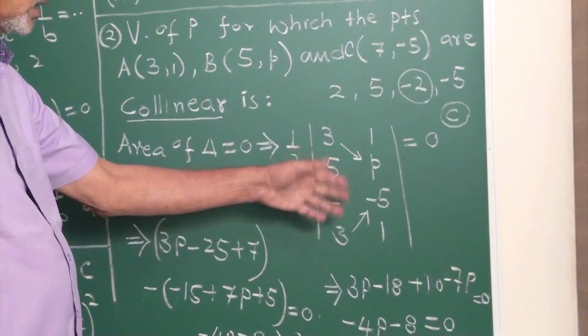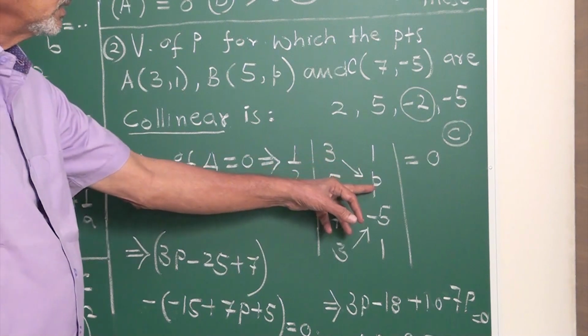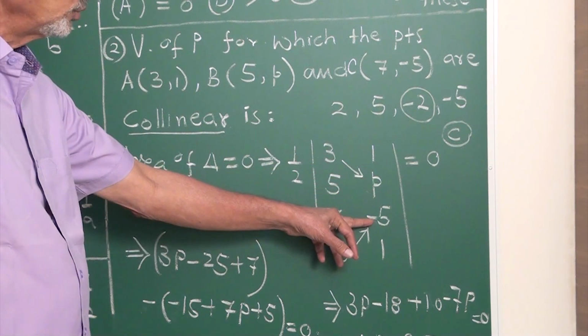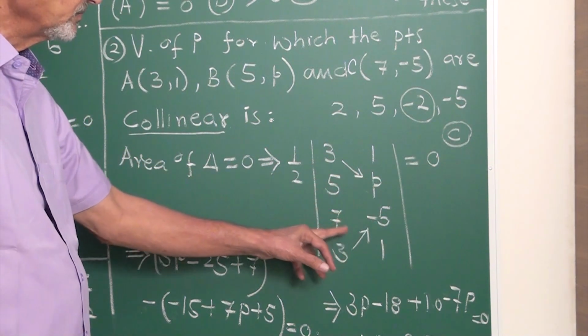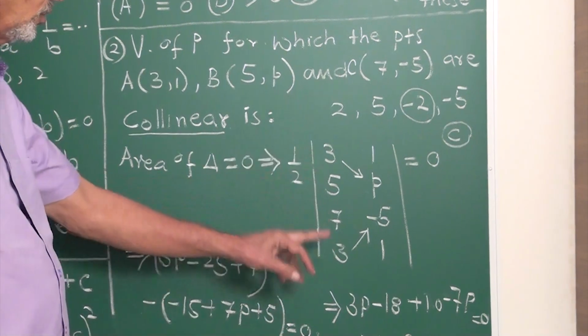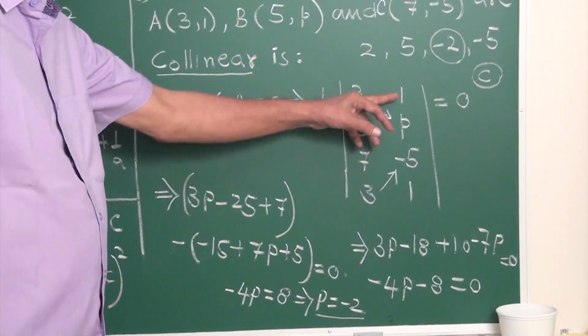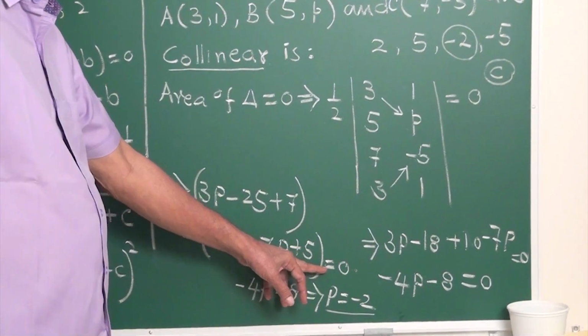Come down first. Down. Not straight. Down. Multiply them and add them. 3P minus 25 with plus is minus plus 7. This is the first bracket. Minus. Go up. It is minus 15 plus 7P plus 5 equal to 0.